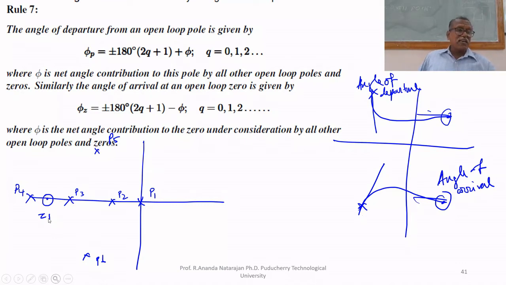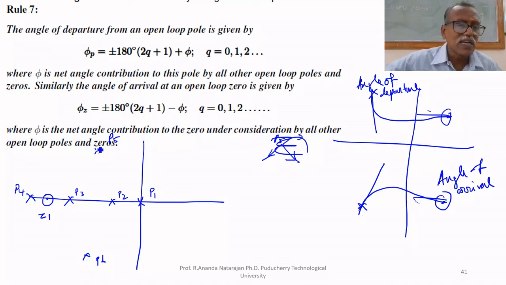But here 2 complex poles are there, at P5 and P6. If there are complex poles, there will be an angle of departure. From P5, it may come out like this, or like this, or like this. We do not know at what angle it is coming out from P5. We have to find it. How to find?